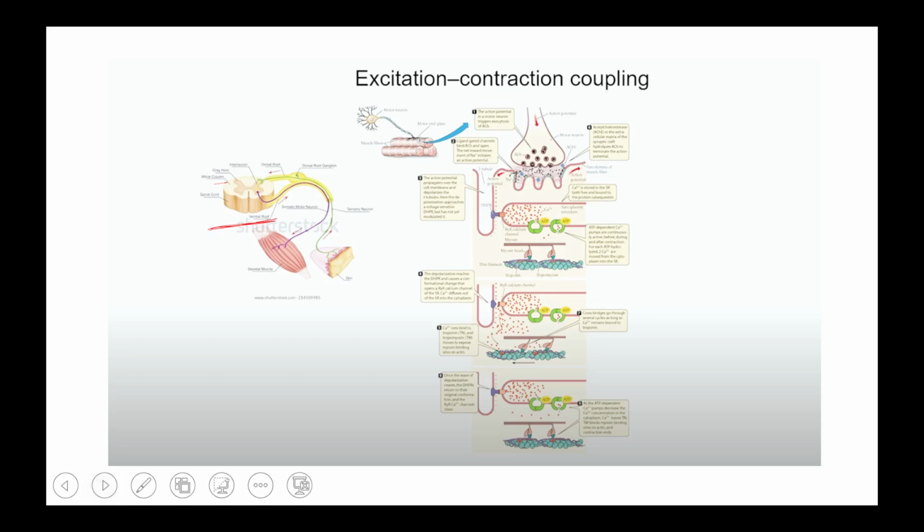Then how the signal reaches, how this contraction starts. The signal is sent to the skeletal muscle in the form of a motor nerve, and the motor nerve gives the signal in the form of neurotransmitters. Here is this junction, the synaptic junction. These are the vesicles that carry the neurotransmitter signal, acetylcholine. Then with exocytosis, acetylcholine is released into this synaptic cleft.